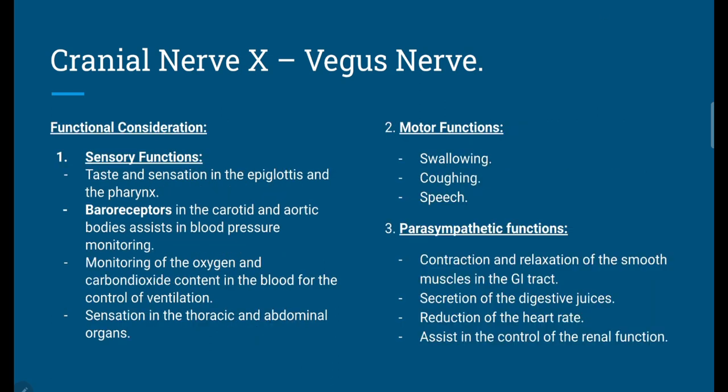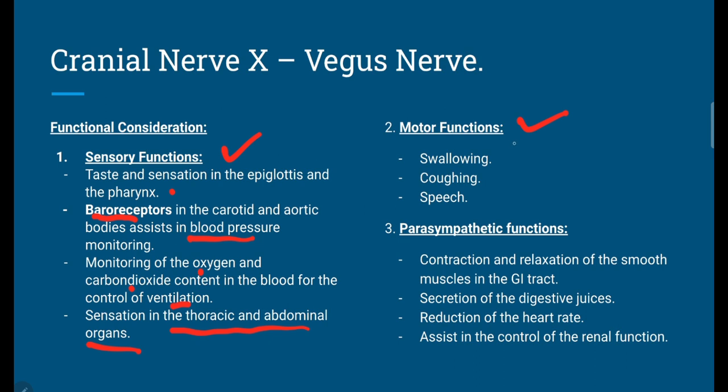Functional considerations, let's start. Number one, sensory function, and number two, motor functions. The sensory functions include the taste and sensation in the epiglottis and the pharynx. Again, we have the baroreceptors in the carotid and aortic bodies assisting in blood pressure monitoring. Then we have the monitoring of the oxygen and carbon dioxide content in the blood for the control of ventilation, and sensation in the thoracic and abdominal organs. That is the sensory functions.